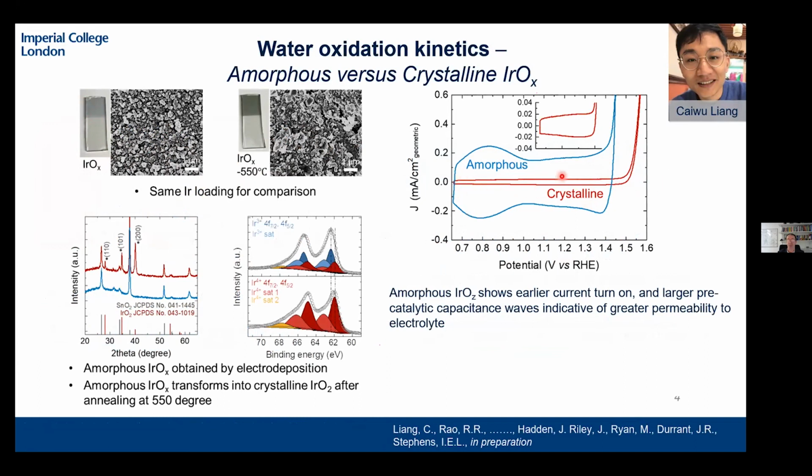So the amorphous iridium oxide shows much larger capacitive waves, suggesting that it's got a more open structure and that the active sites in this amorphous iridium oxide extend significantly into the material, whilst the crystalline material shows much smaller capacitive charging, suggesting it's only really the surface which reacts, and also the crystalline material has its current turning on at a higher potential.